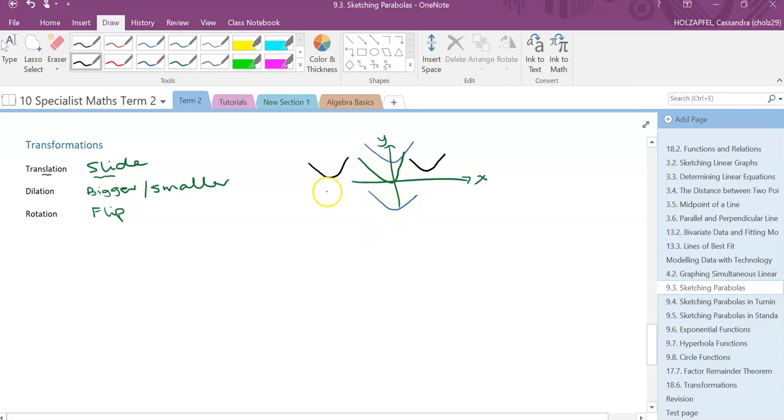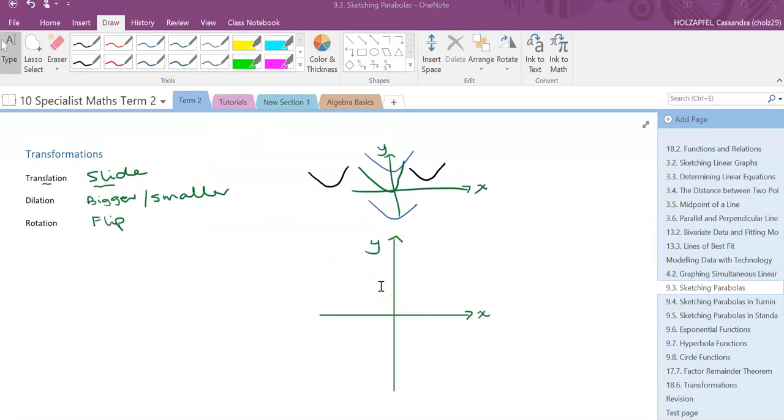Okay, so let's have a look at a dilation now. If we're doing a dilation, let's start off with a very basic parabola. We know the shape of a basic parabola is y equals x squared. That's our fundamental parabola. If I was to dilate the parabola, to make it bigger or smaller, I do this by making it steeper or flatter.